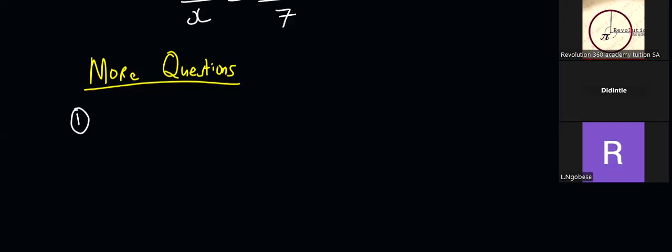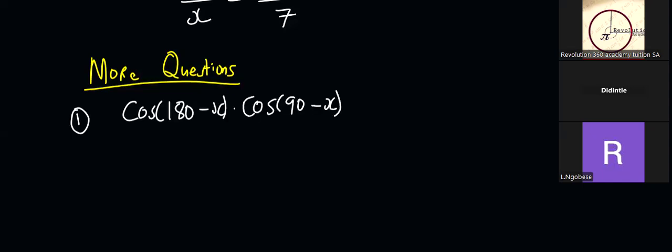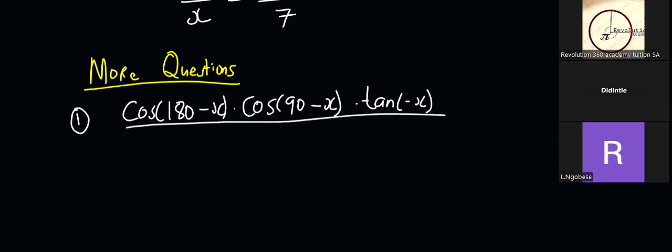So let's say you have cos of (180 minus x), multiplied by cos of (90 minus x), and then multiplied by tan of a negative angle, negative x, all divided by sine of (180 plus x), multiplied by sine of (90 plus x).